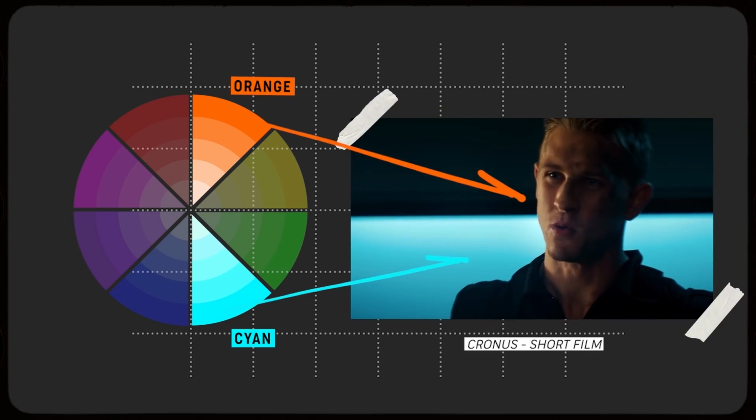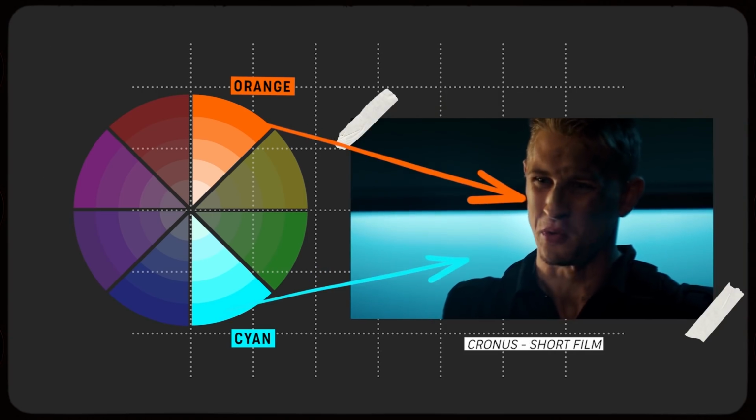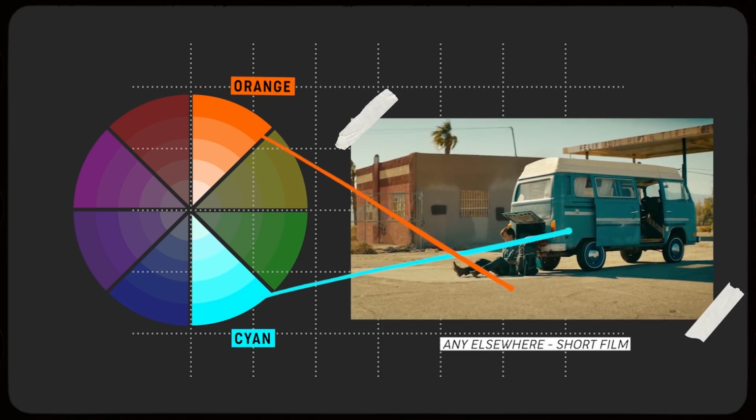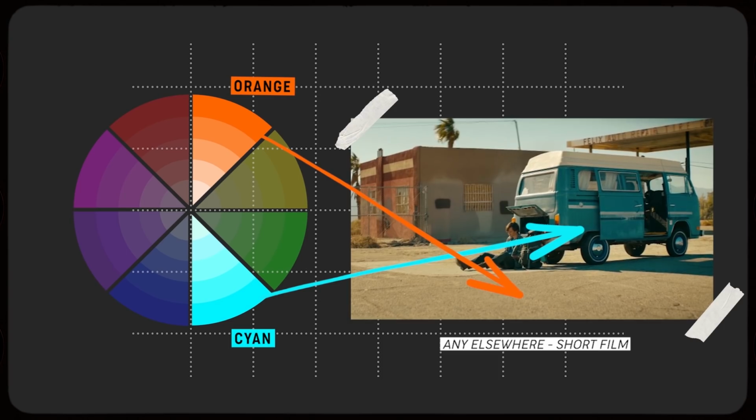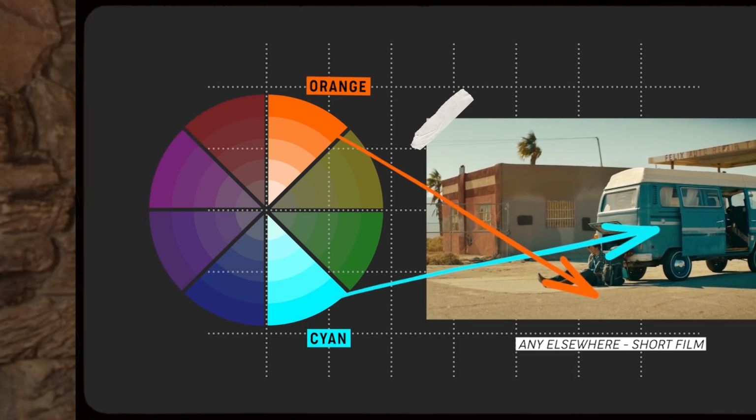It's just really thinking through, from a design standpoint, how you can contrast the skin tones, which is orange, by putting cyan or teal elsewhere. An example of color contrast used in music videos.